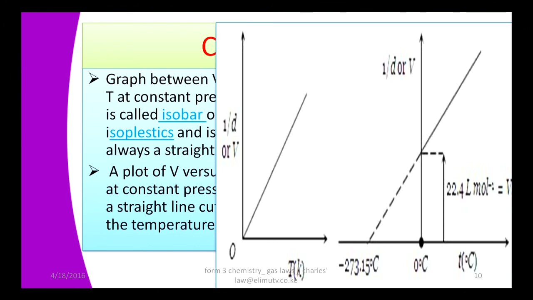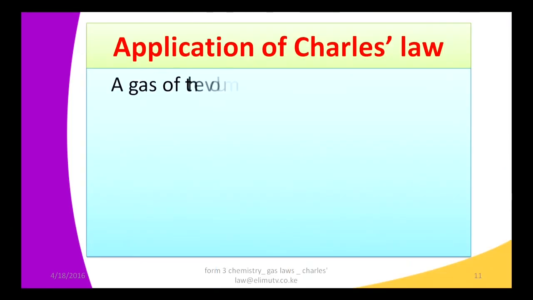We said the volume of a fixed mass of gas is proportional to its absolute temperature at constant pressure. Absolute means that we are taking the temperature from 0 kelvin, equivalent to negative 273.15 degrees Celsius. So that is the graphical representation of Charles' law. Now, the next thing we want to look at is the application of Charles' law. So we want to look at the calculations.